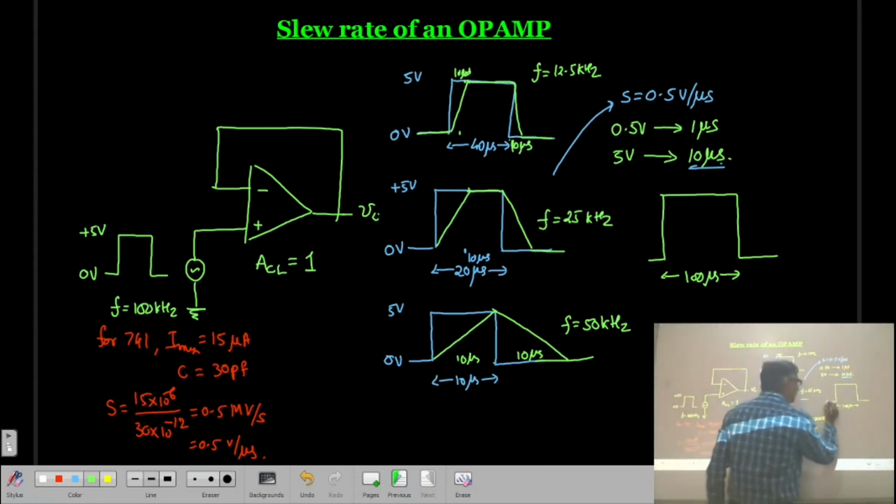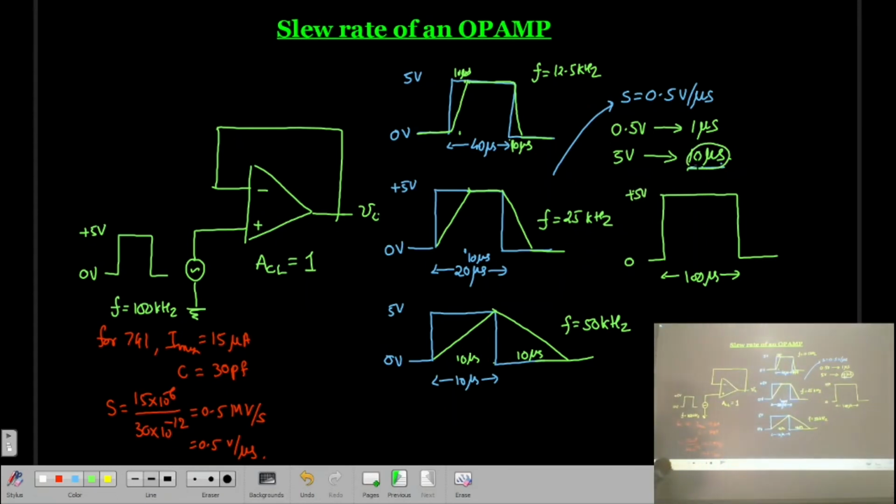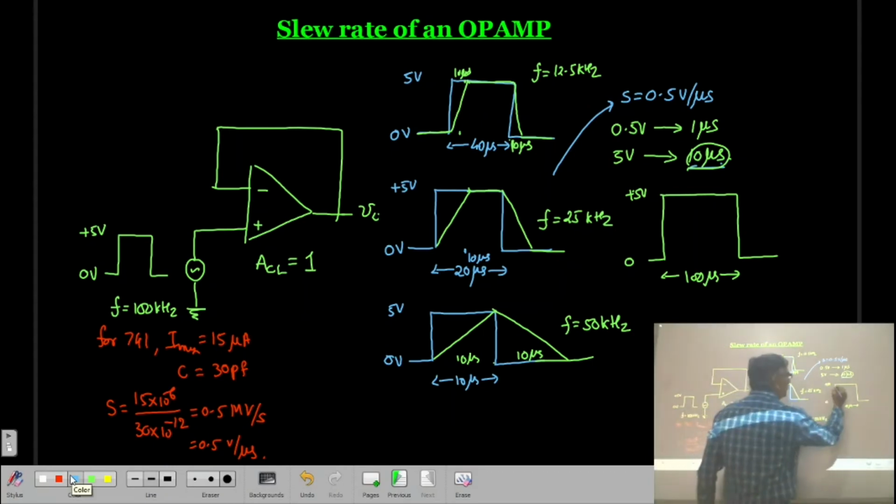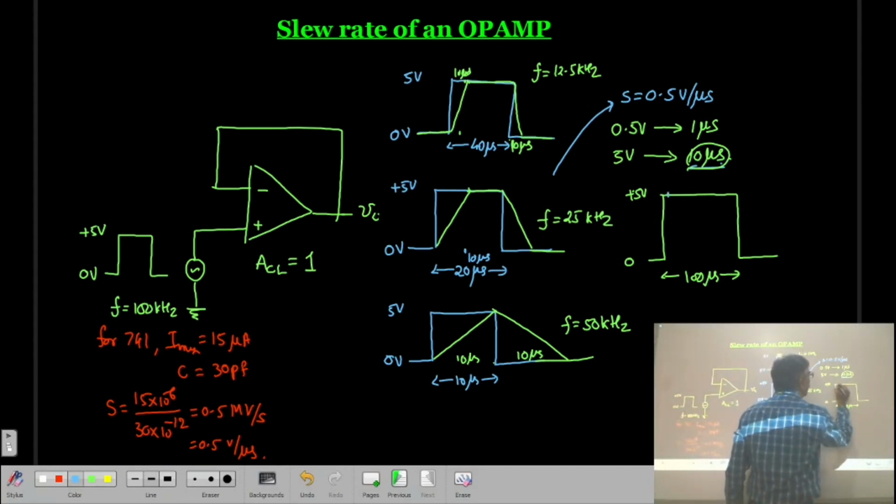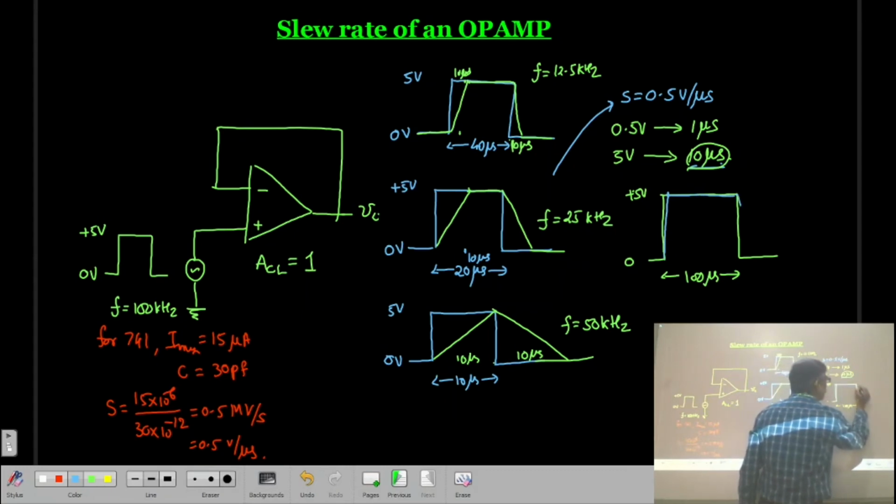How much time is required to reach the 5 volt? That is 10 microseconds. And the 10 microseconds means it is somewhere here. So, this will be the output of this square wave.